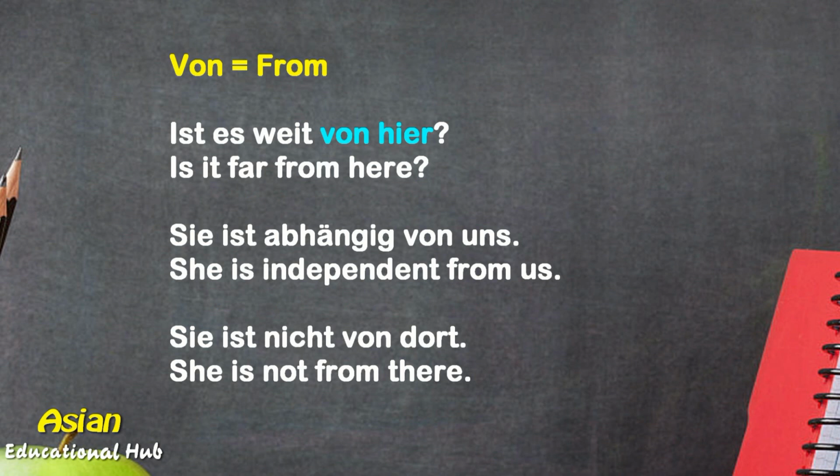Von means from also. Ist es weit von hier? Is it far from here? Weit means far. Sie ist abhängig von uns. She is independent from us. Sie ist nicht von dort. She is not from there. Dort means there. Some more examples.